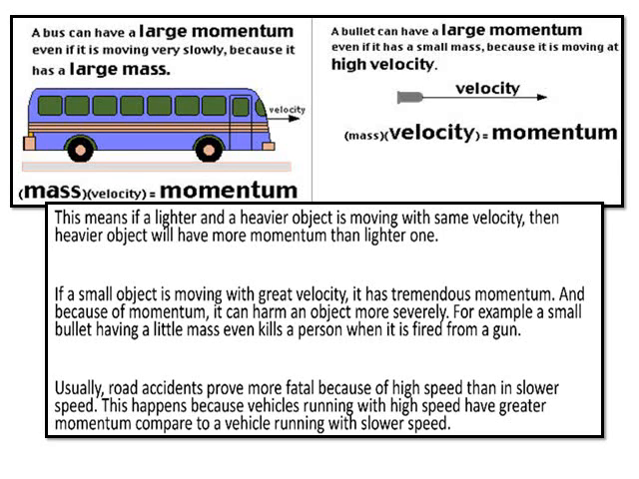Usually, road accidents prove more fatal because of high speed than in slow speed. This happens because vehicles running with high speed have greater momentum compared to the vehicles with slower speed.